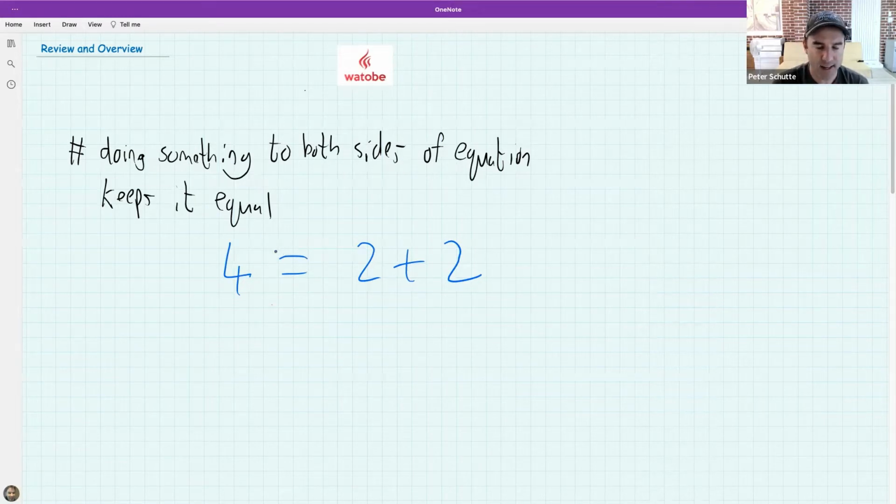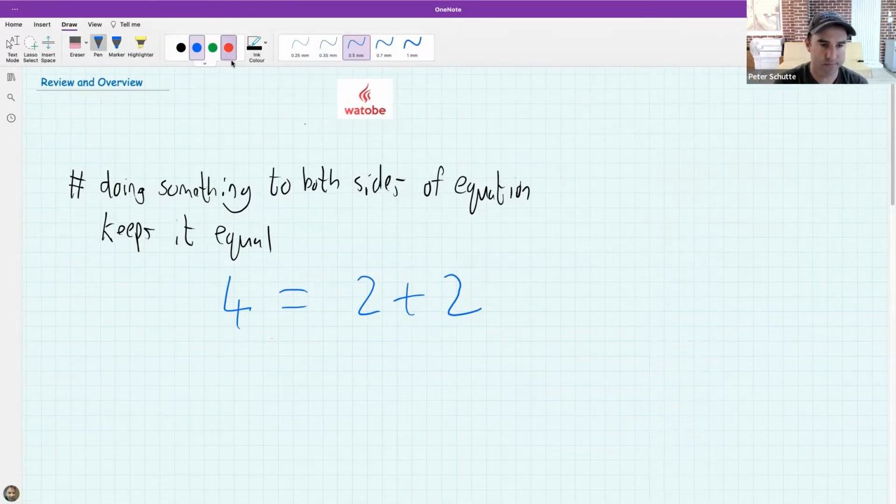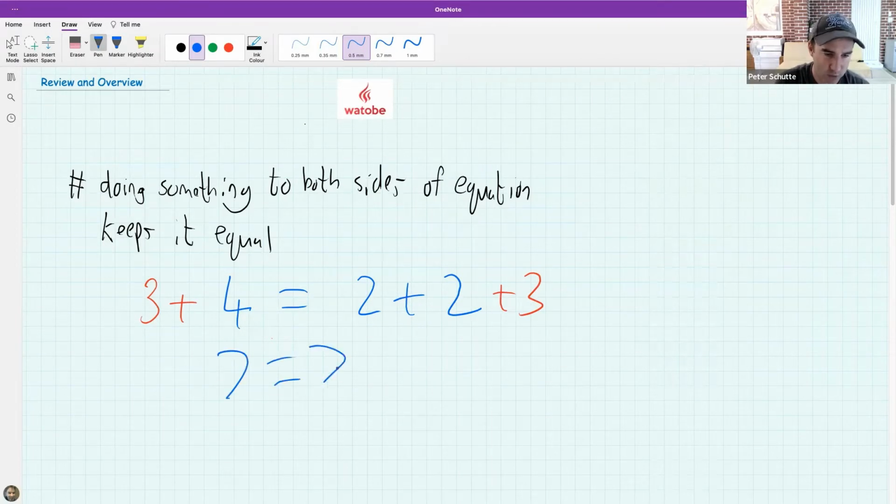Now, if I go ahead and add 2 to both sides, okay, let's say I add 3. If I go plus 3 on this side and plus 3 on this side, you will notice that this equation is still true. When we started, it was 4 equals 4. Now it's just 7 equals 7. So when we are solving an equation and I say do things to both sides, why I'm saying that is if you do the same thing to both sides, it keeps the equation equal.